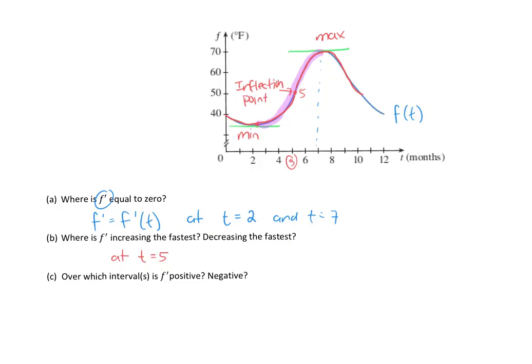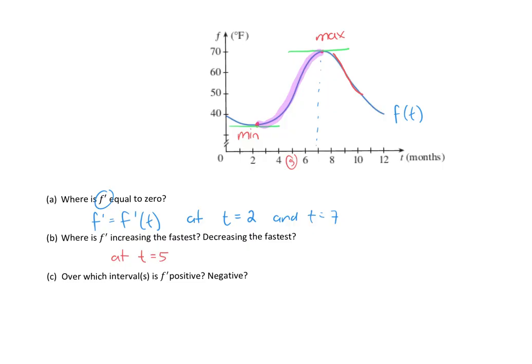All right, over which intervals is f prime positive, and then where is it negative? So let me erase all of my markings so far. And well, it doesn't look like it lets me erase much here. Okay, so let's just take a look real quickly. I'll use a different highlighter. Let me use green. Where is the derivative positive?